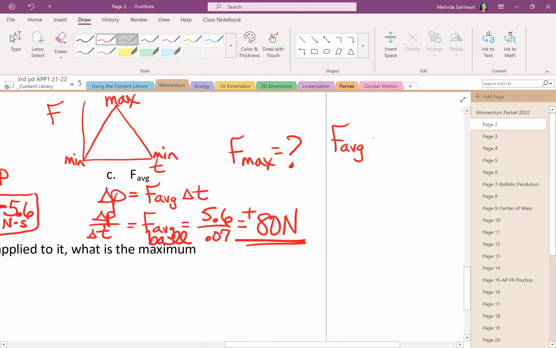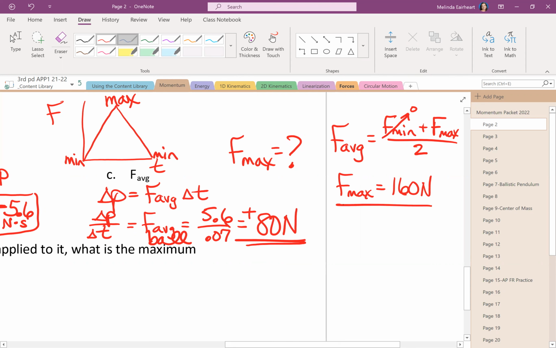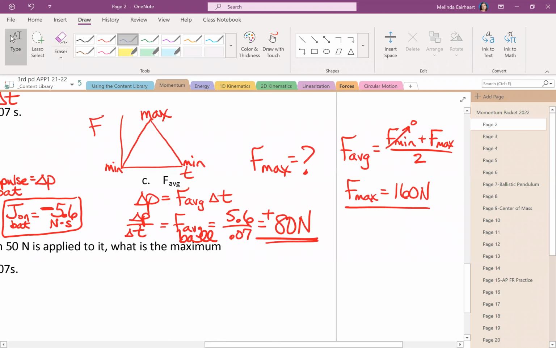Well, F average works just like our velocity did back in the fall. It'd be the minimum plus the maximum divided by 2. Minimum would be 0 here. And so how would we find the maximum? Multiply by 2 and get 160. Wait, we were only asking for average. I know, I just took it further. Final answer for the one asked was 80. That's your average.